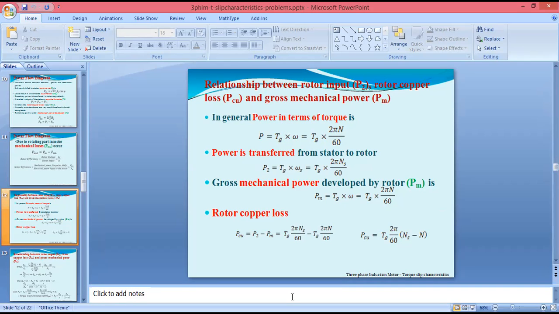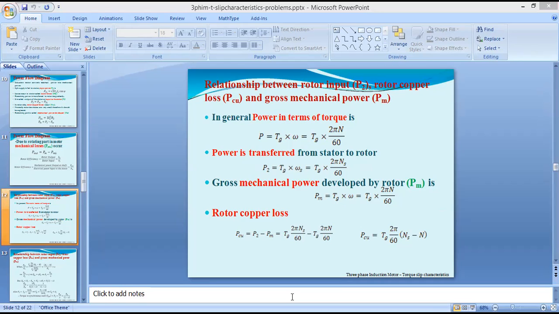Is there any issue? Rishikesh, you are supposed to join class on time because we are solving some numericals. So you will get it if you pay attention.